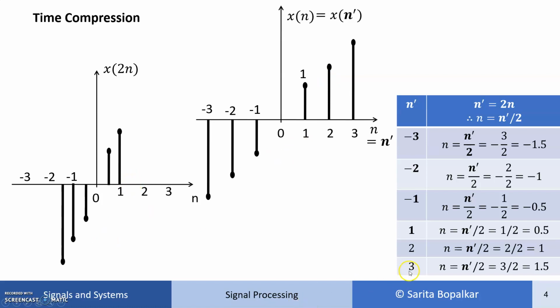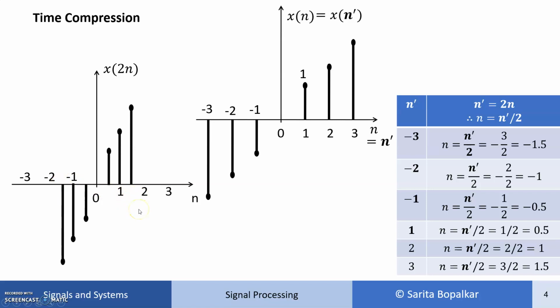Similarly, n dash is 3. Whatever the amplitude at n dash equal to 3 will shift to n equal to 1.5. So you can check here, n dash equal to 3 will shift to n equal to 1.5. If you check the shape of the signal, the original sequence is this one. Its time duration is -3 to 3, whereas in the time compressed signal, your signal compresses and your time slot compresses, it becomes -1.5 to +1.5.